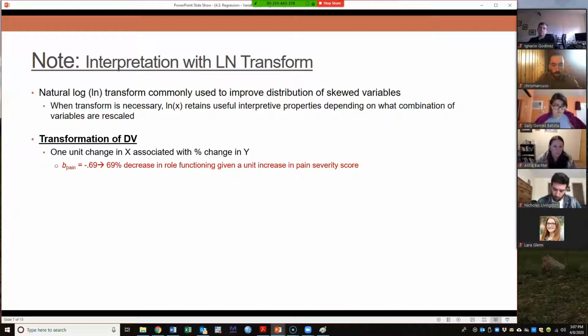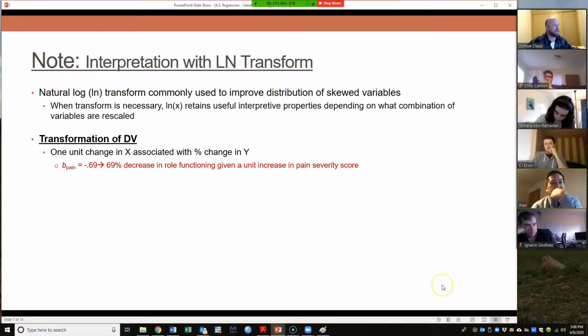So if I were to find an unstandardized coefficient of negative 0.69 in my outcome, where I've applied a natural log transform to my role functioning variable, I could interpret this value as indicating that we're expecting a 69% decrease in role functioning given a unit increase in pain severity score. This is really nice because it still gives us some interpretive value. If I take the square root transform of role functioning, then I'm saying a 1 unit increase in pain is going to result in a 0.69 decrease in the square root transform of role functioning. Well, I don't know what the square root transform of role functioning means. That's not a real value that has any conceptual meaning. But percent decrease in my role functioning variable makes some sense to me, right? People see what we're doing here and why that's helped with some interpretive properties.